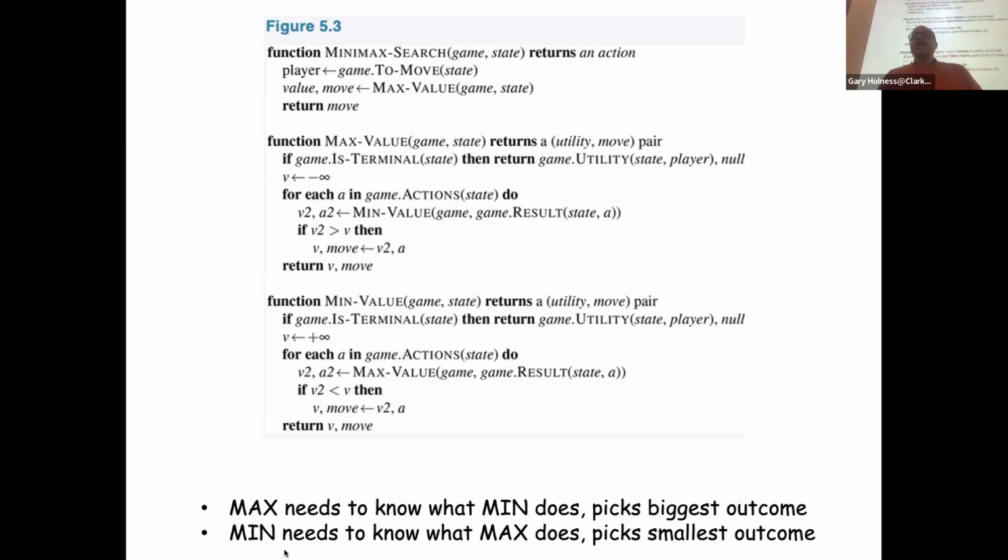And so in the case of Pac-Man, in the general case, if you have just one ghost, it's just Max and Min. If you have more than one ghost, it's Max and Min 1 for the first ghost, Min 2 for the second ghost, Min 3 for the third ghost. And then it's Max's turn. Does that make sense? All right.